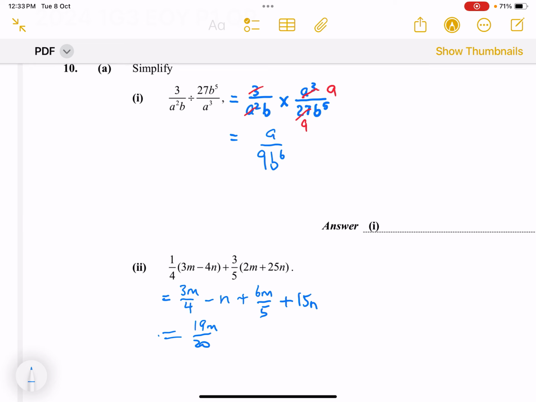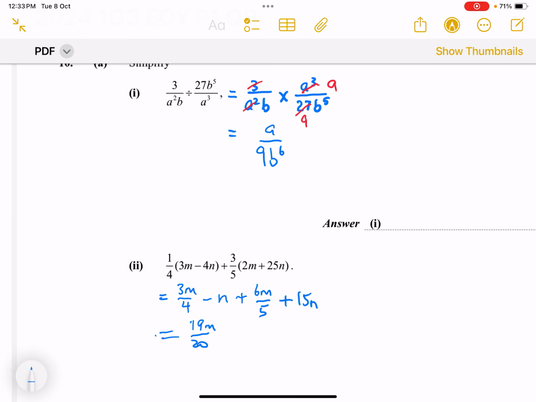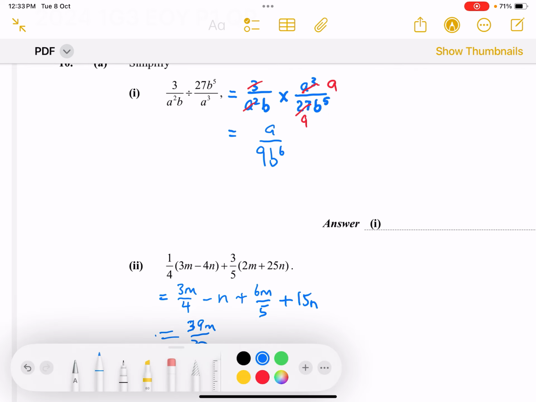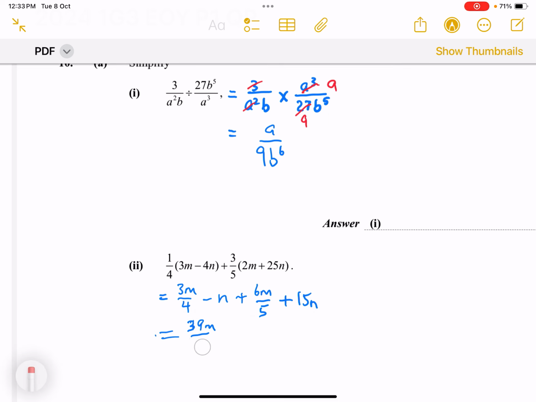We have to leave the answer as an improper fraction. We cannot change it to a mixed number or a decimal. So, sorry, this is 39 over 20. Plus 15n minus n is 14n.